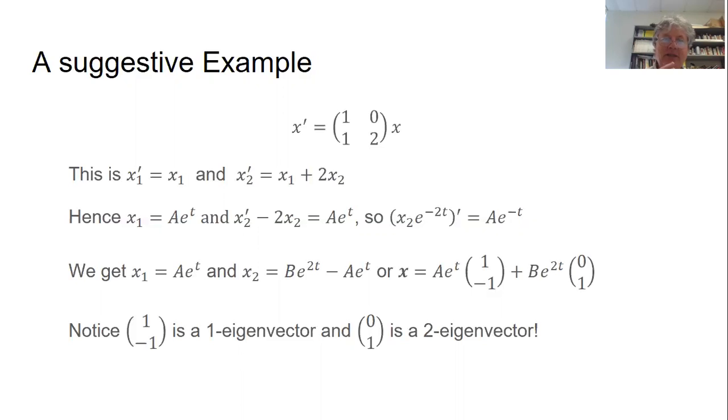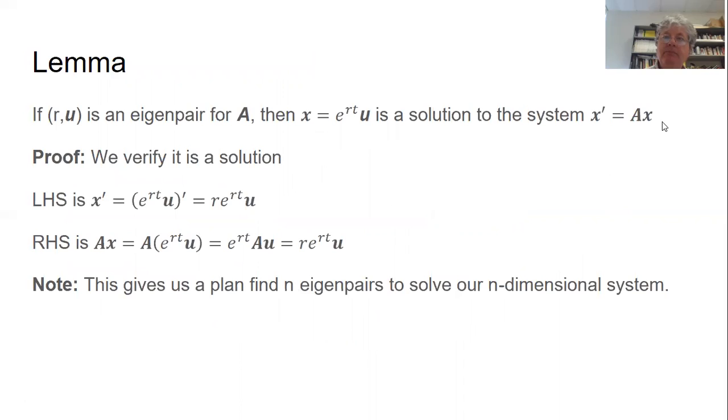This was an easy example, but all the other examples of systems can be solved in basically the same way. So the main little lemma, which shows that it works, is that if you have an eigenpair for a matrix A, then x equals e to the rt times u, where e to the rt is a scalar, r is the eigenvalue, and u is the eigenvector, is a solution to the system x prime equals Ax.